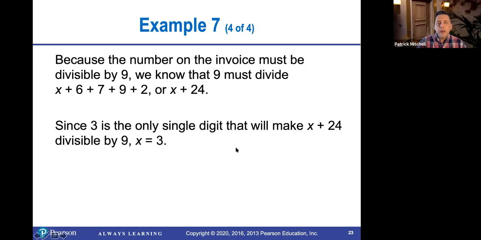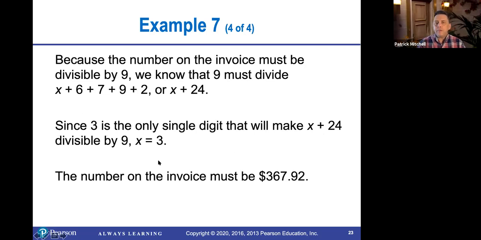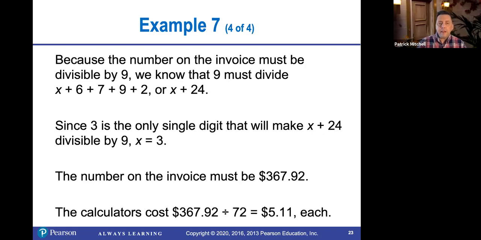3. That means the number on the invoice must be $367.92. And because there were 72 calculators, each calculator cost $367.92 divided by 72, which is $5.11. So these are pretty cheap calculators, actually.